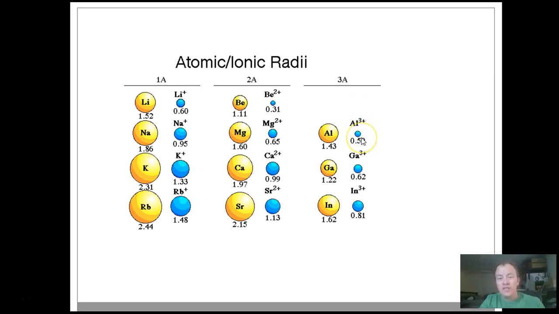So Al+3 is really small because it's got like 3 extra protons that can pull those electrons in very tight and make it quite small. So that's what I was saying about within a given period, the ions of the metals are going to get smaller as we go to the right. Now that doesn't work all the way across, but at least for the metals in a given period, they're going to tend to get smaller as we go to the right with the ions.